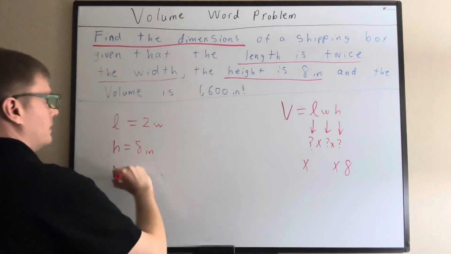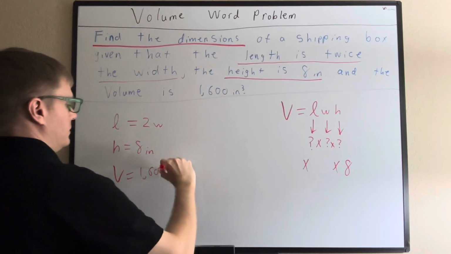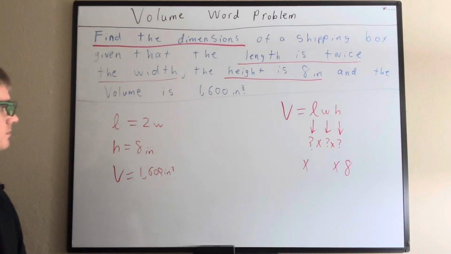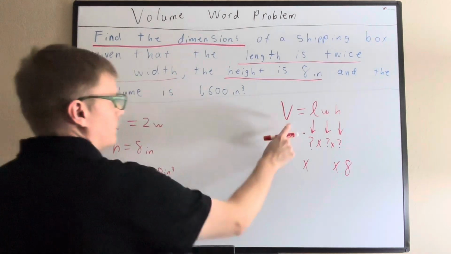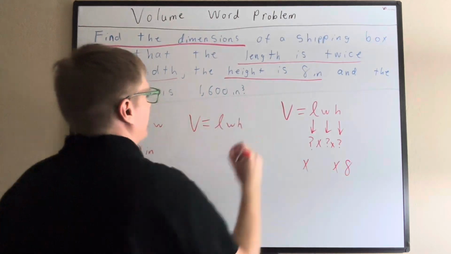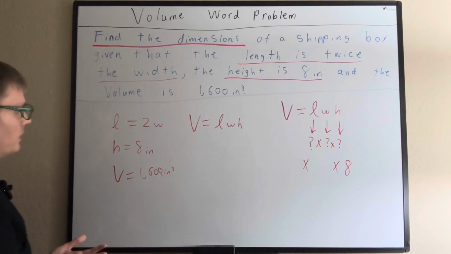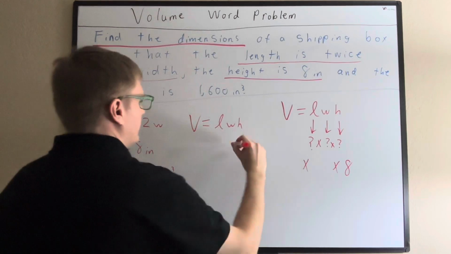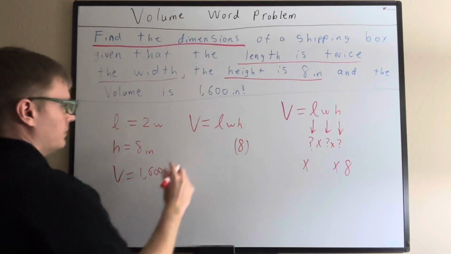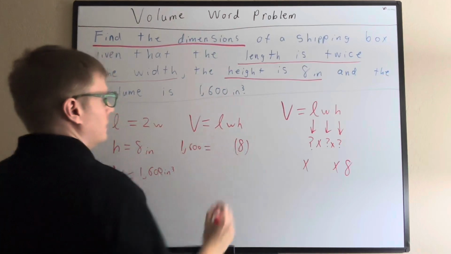And the volume is 1,600 inches cubed. Okay. How do we do this? Well, we have our volume equation. Length times width times height. What we need is the length and the width. We don't know either of those. We do know the height, so we can put that in there. We do know the volume, so we can put that in there. 1,600.